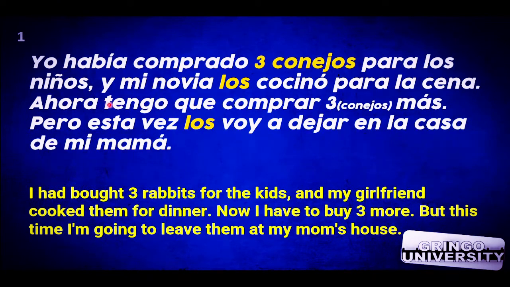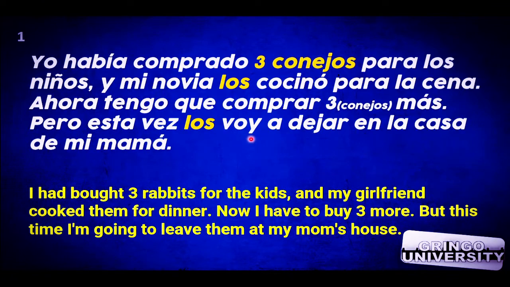La cena. Ahora tengo que comprar 3 más, pero esta vez los voy a dejar en casa de mi mamá. Here I have the los, which is replacing conejos. I already said that you have to put los before the first verb. In English it will be the other way around. You have to put it after the verb. But if you have 2 verbs, like we have here, we have the verb ir. This is the verb ir, conjugated in the yo form. And we have the verb dejar, to leave. So we have 2 verbs.